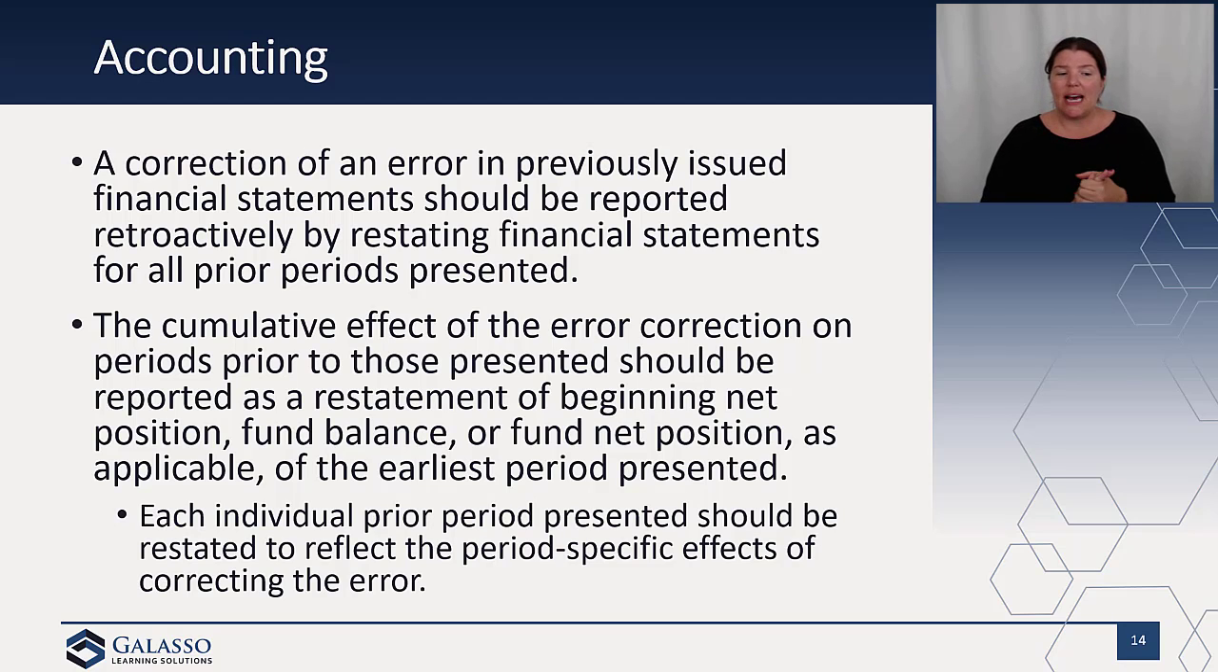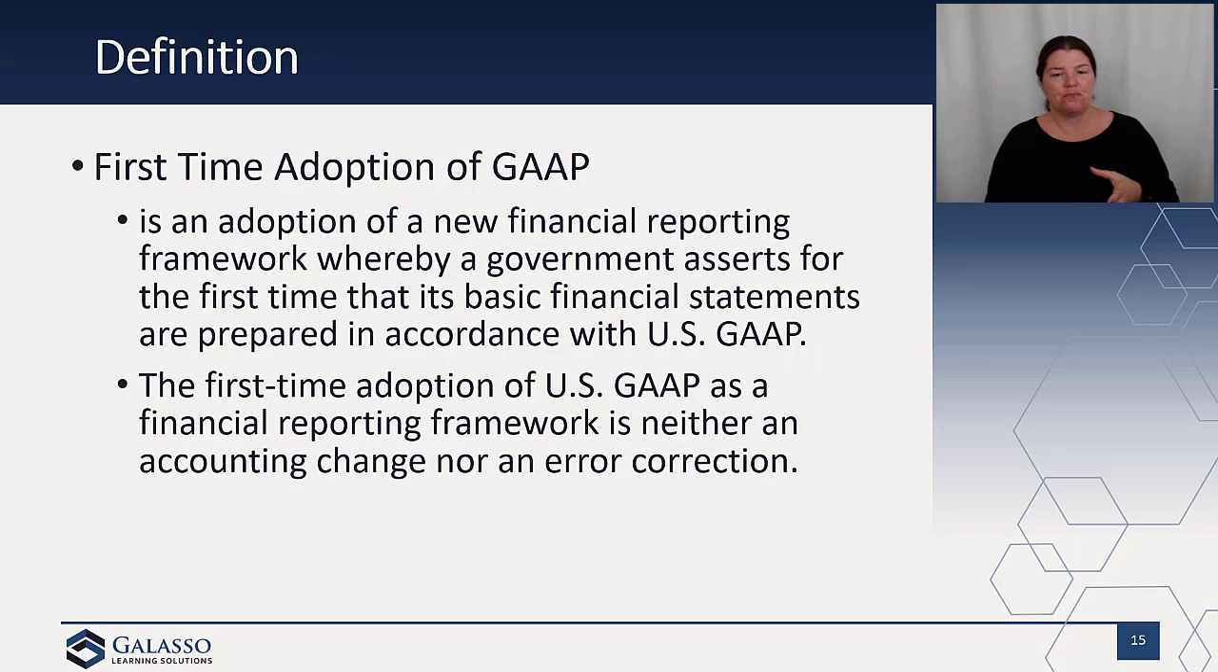And when we look at these, we are going to restate the prior periods, right? Because there was an error in the prior periods, we're going to go back, and the cumulative effect of the error is going to be reported in that beginning balance. So that's going to be pretty consistent.